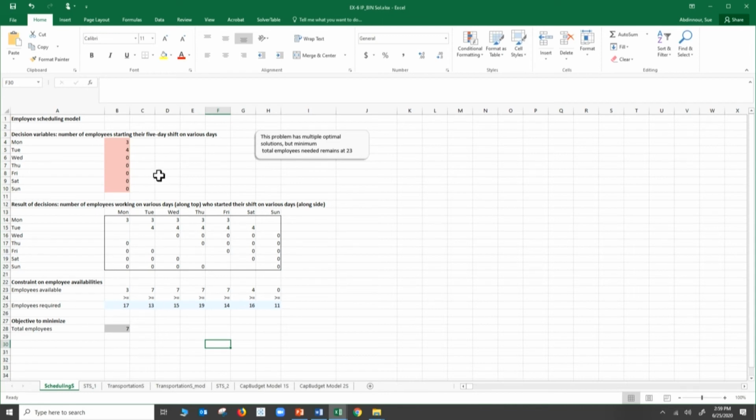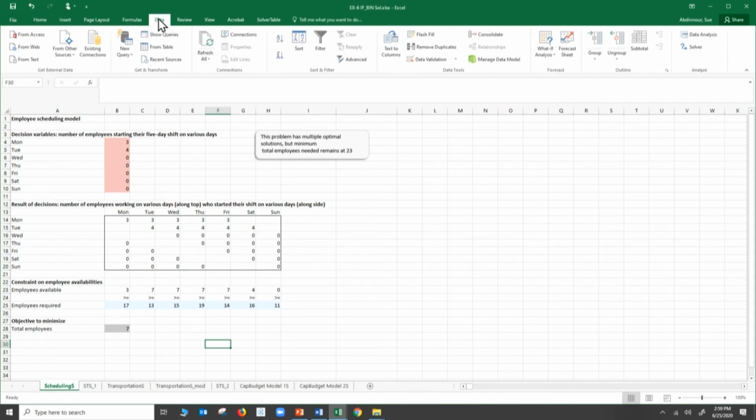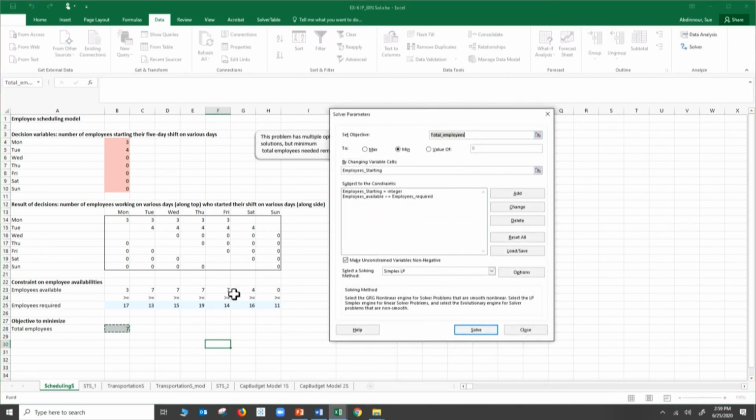And so, this is all there is in the spreadsheet model. We go to the solver to look at the solver model. Total employees, that's this cell. We want to minimize. The employees starting is this range, the pink range. And now we have employees available greater than employees required. That's this range is greater than this range. And this new constraint.